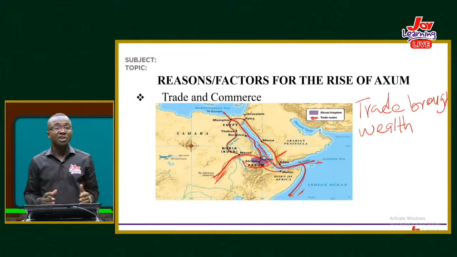So, in a nutshell, we can say that Axum arose as one of the earliest civilizations of the world, or one of the strong kingdoms in the world, especially between the 3rd century and the 6th century, as a result of, one, the influx of immigrants from Yemen in Saudi Arabia, who came to settle in the highlands of Ethiopia, intermarried with the local Kushite population, and gave birth to a new generation known as the Abyssinians.